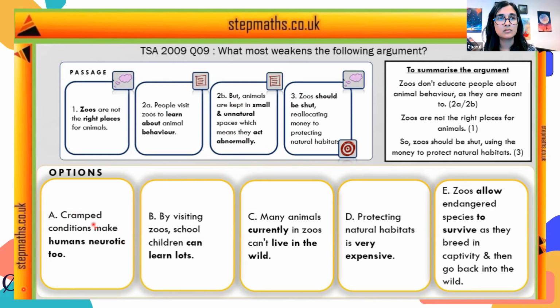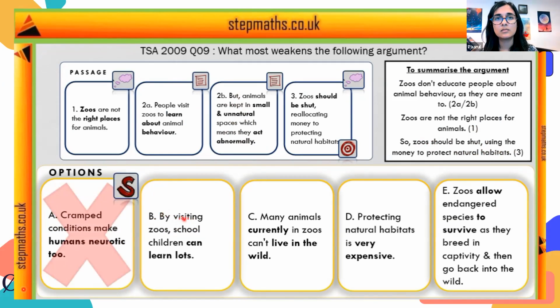Well, in fact, it just seems like more evidence that the cramped conditions are to blame, which gives us more reason to shut down zoos. So this would actually seem to strengthen the argument. It's also worth noting this doesn't really address the idea of shutting zoos and protecting natural habitats, so it's unlikely to be the answer. So let's have a look at B.